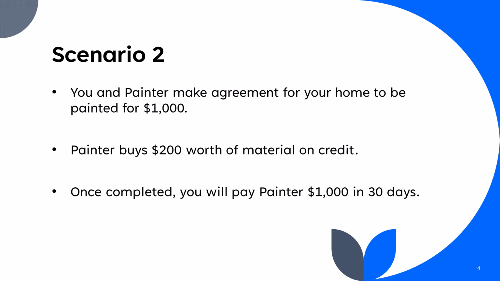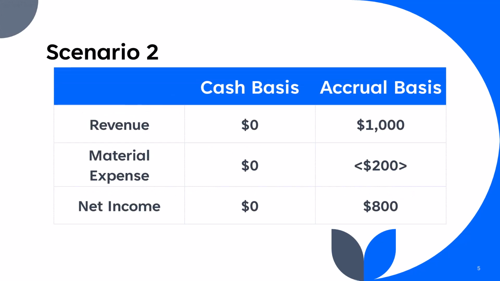Okay? So under this scenario, under the cash basis of accounting, your revenue would be zero and your expenses would be zero. Although you painted the house and earned the revenue, you did not receive the cash. So your revenue is going to be zero. With expenses, yes, you did purchase material, but since you didn't pay for it yet, you'll pay for it in 60 days when you receive the invoice. Your expenses is also going to be zero. So your net income is going to be zero.